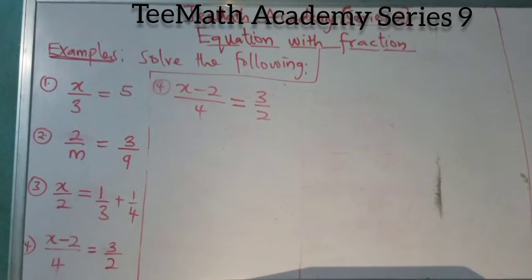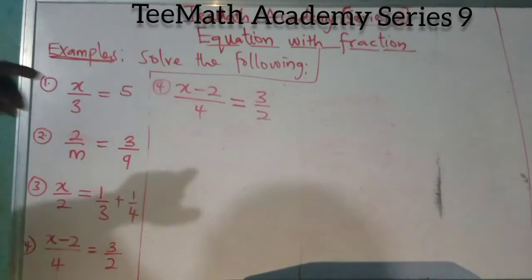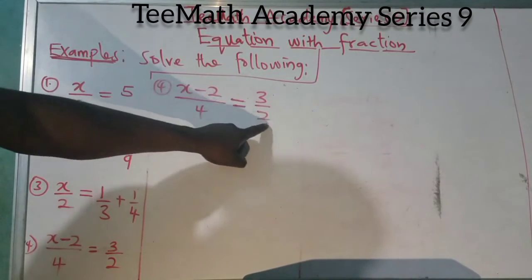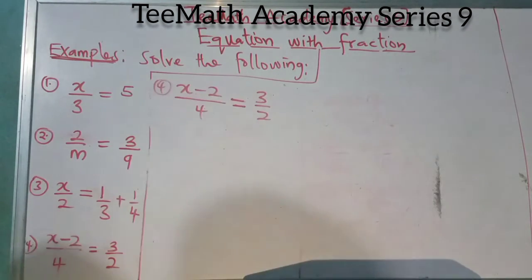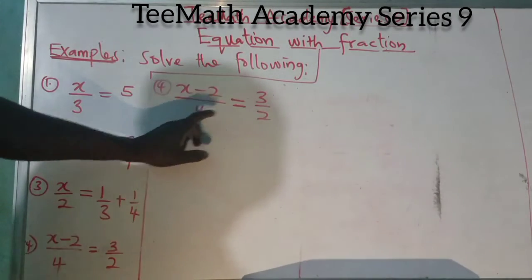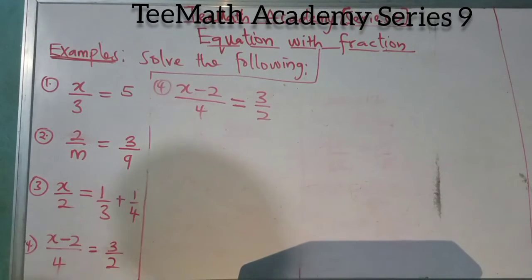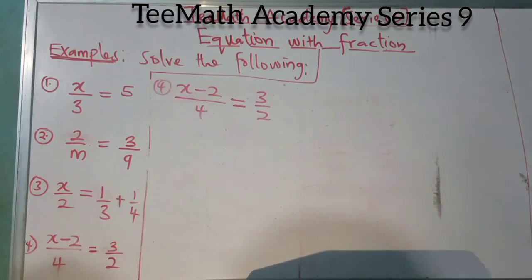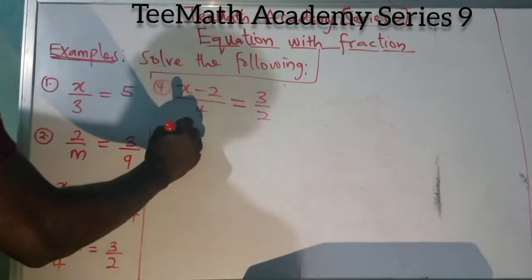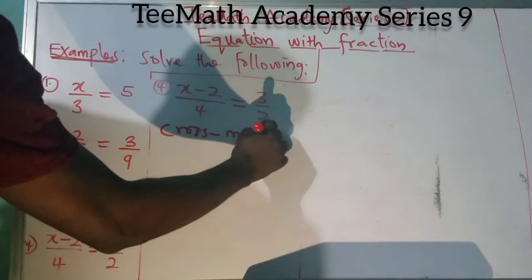Yes, number 4 says x minus 2 over 4 equals 3 over 2. The question is, can we cross multiply here? Yes, we can, because we have a denominator here, also here. Although on the numerator part we have 2 terms here, you don't need that. Your target should be the denominator. It must be 1 here, 1 here. When it's more than 1, you find the LCM. But because it is just single, just cross multiply directly.